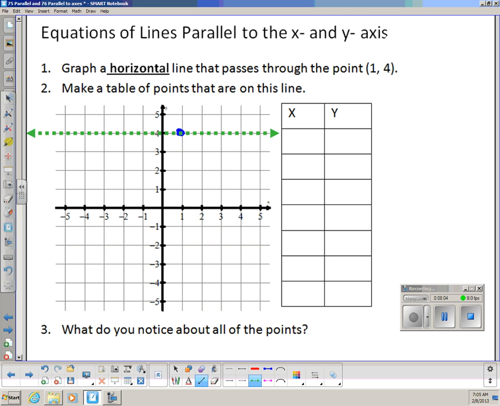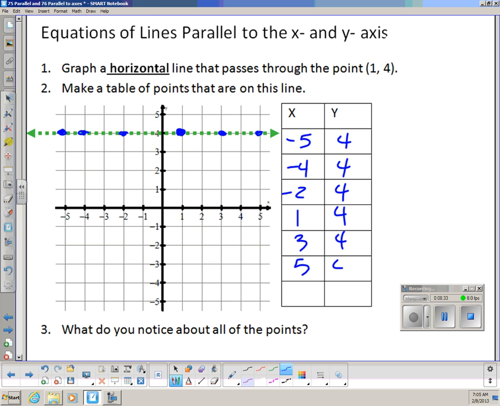And then it says make a table of points that are on this line. Well, clearly we know 1, 4 is on the line. And then I can make lots of other points. I could say negative 5, 4, negative 4, 4, negative 2, 4, 3, 4, 5, 4. It doesn't matter, just as long as you make a table of points that are on the line. I could do 6, 4.